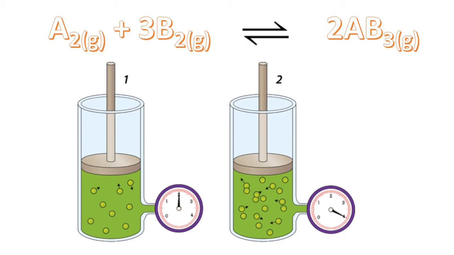So let's take the case of system 1. Let's assume that it is in equilibrium, meaning it has A2 molecules, B2 molecules as well as AB3 molecules inside it.